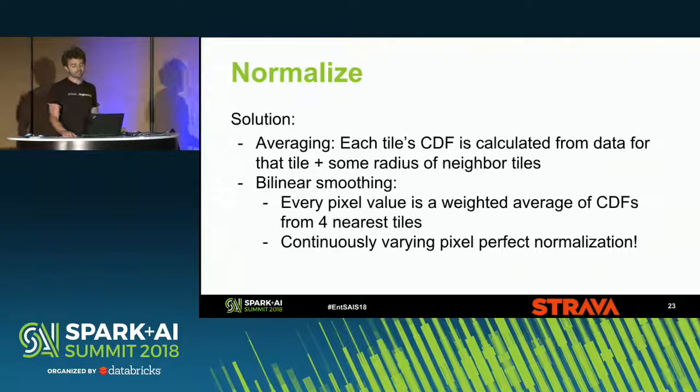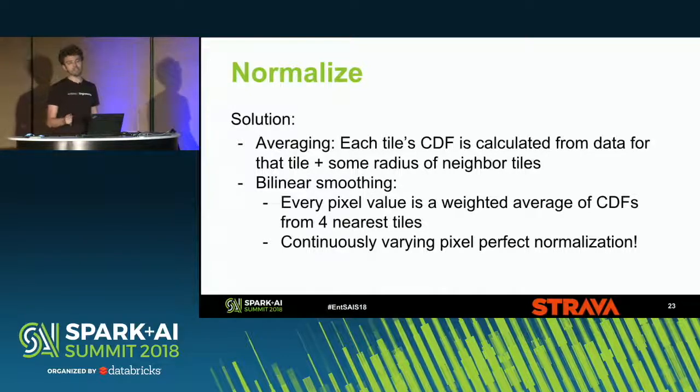So the second component of that solution is basically bilinear smoothing. And when I first thought of this, I actually forgot what bilinear smoothing was and tried to solve this problem, and I reproduced it and was like, oh, that's bilinear smoothing. And then I thought it would be way too expensive to actually do this, because to do bilinear smoothing, every single pixel has a unique combination of weights with 4 other CDFs from the 4 nearest tiles.